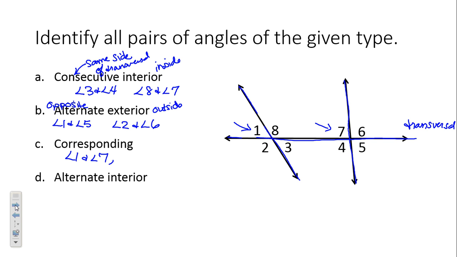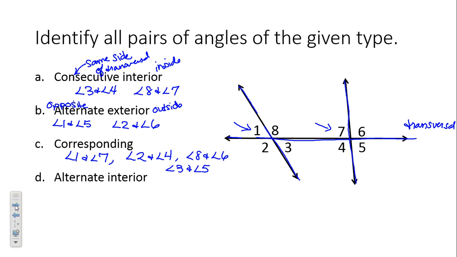What's another pair of corresponding angles? 2 and 6. 2 and 4. Good. 2 and 4 are on the same side. They're corresponding angles. What's another pair? 8 and 6. And then one last. What's our last pair of corresponding angles? 3 and 5. Very good.